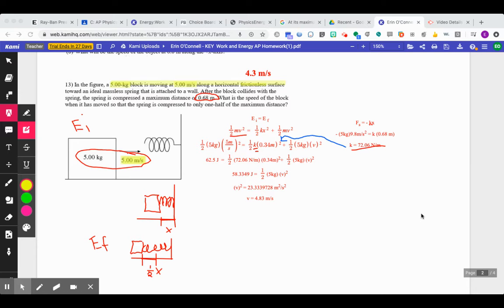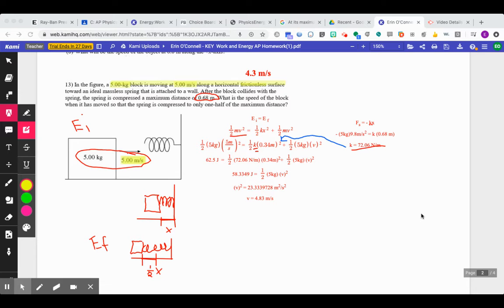So in the figure, a 5 kilogram object is moving 5 meters per second along a horizontal frictionless surface towards an ideal massless spring that is attached to a wall. So what that means is that this is not technically simple harmonic motion because the object is not attached to the spring, but the spring will store elastic potential energy, which is great. We also know that the surface is frictionless, which, yes, is physically impossible. Even ice has some value of friction, but they tell us it's frictionless. It makes our life easier, so we will move on.